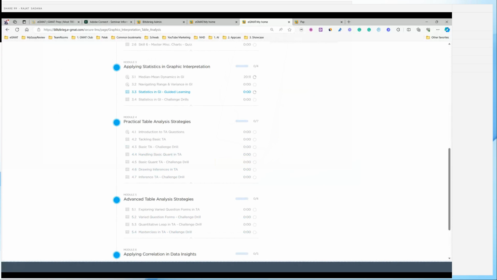Okay, so make sure you do this, but again, verbal, quant, and then DI. For those of you who are doing this, don't go into DI right away because you won't have the foundation for DI. All right.